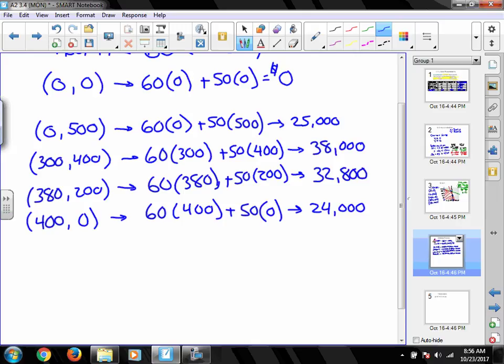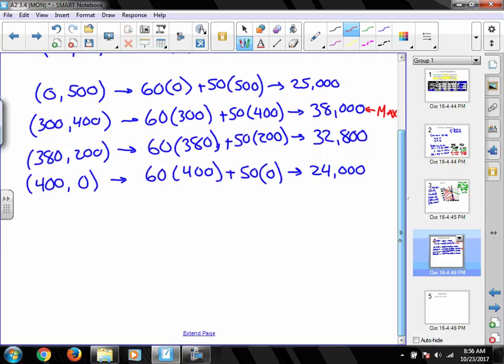Now, from here, it's pretty easy to see that right here at $0, that's my minimum. And at 38,000, that's my max. I'm looking to maximize my profit. So that tells me that from factory A, I want 300, and factory B, I want 400.